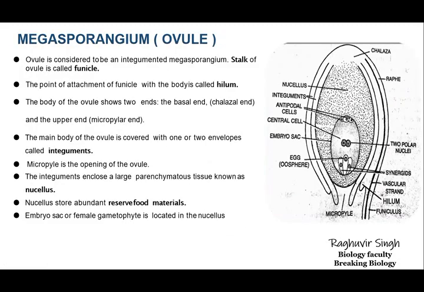So let us look into the megasporangium, that is the ovule. Why mega? I already told you, because it is the female reproductive part, and sporangium because it bears the female spore, that is the egg. So the ovule is called the megasporangium.